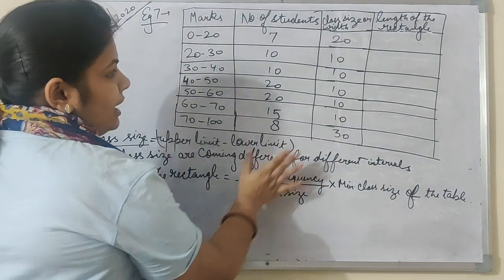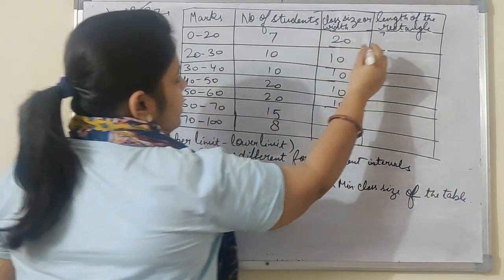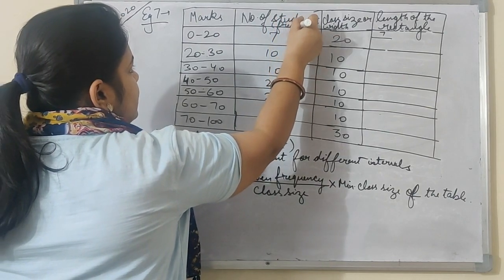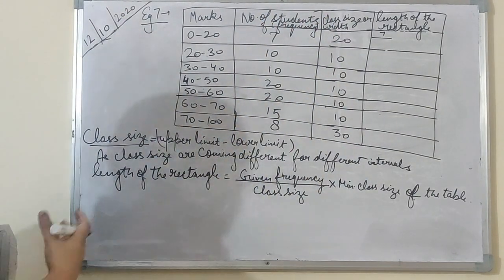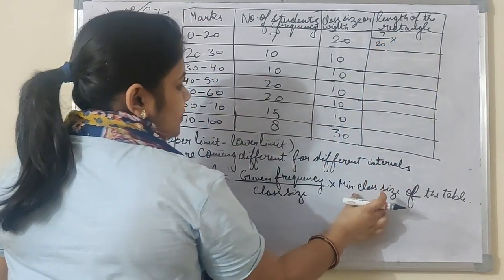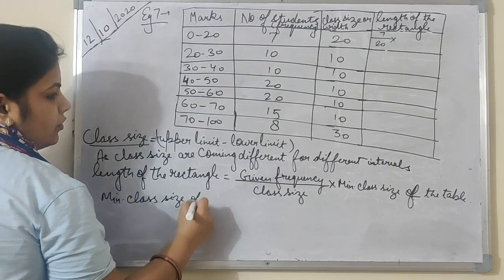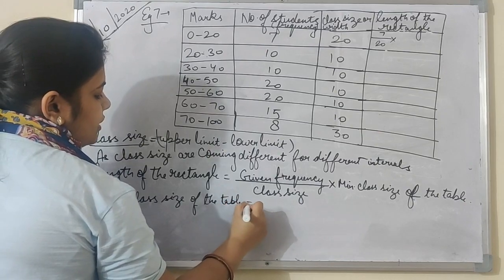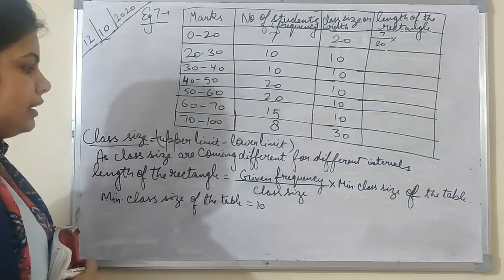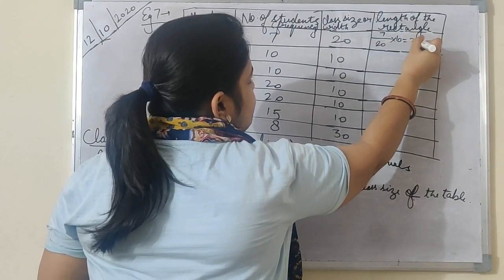Now by using this formula, I will be finding the length here. As I have written, the given frequency is 7. Then divided by, in brackets you can write here frequency, so that you will not get confused. So the given frequency is 7, then the class size is, as we have written, 20. Then the minimum class size, you can write it here for your convenience, of the table is 10. As you will observe here, the minimum class size is 10. So I have taken here 10. So into 10 you will write here, then what answer will you be getting? You will be getting 3.5.